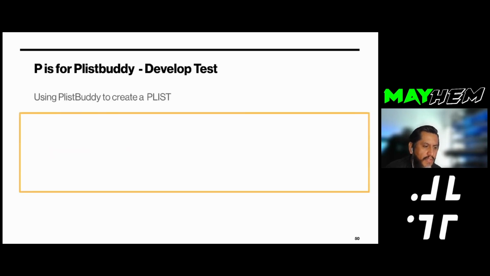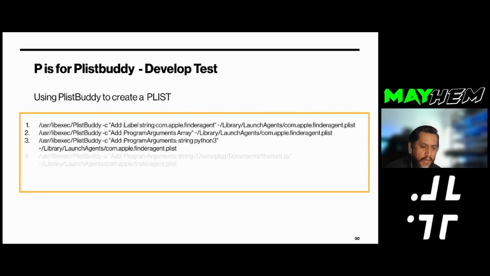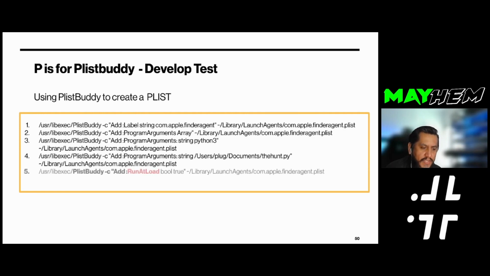So, using plistbuddy, I created a plist. This is the walkthrough of how I created the plist, right? These are the steps. I issued all of these commands on my little terminal, and I ran all of this. Now, I highlighted one in particular because this is the one that turned out to be very interesting, because it allowed me to actually do the persistence and do something with it.